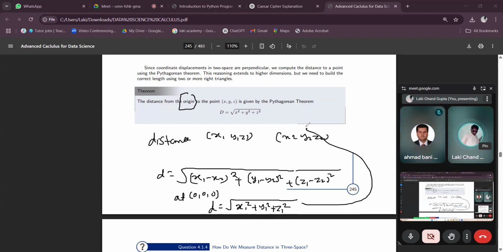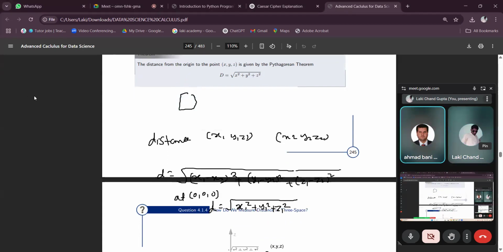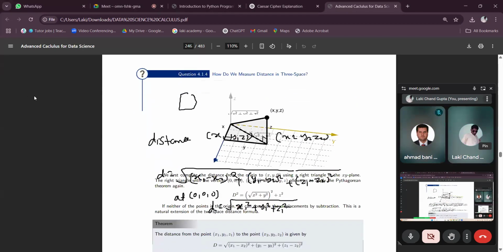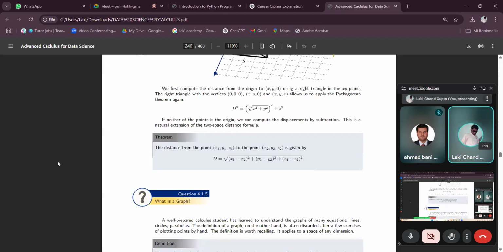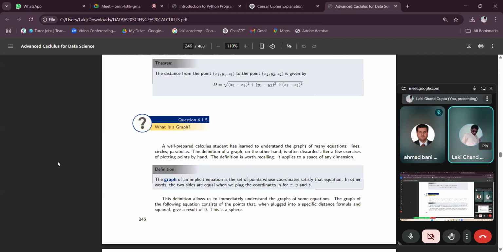The point (x1, y1, z1) is also represented as (x, y, z). So it's the same thing I already told you.